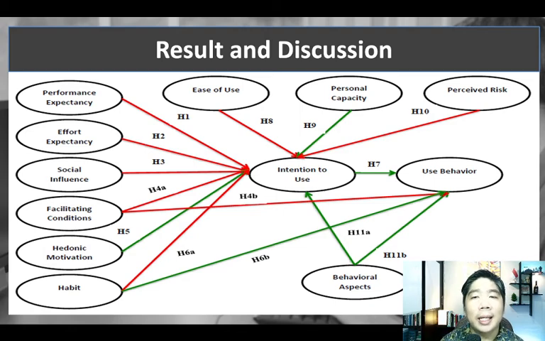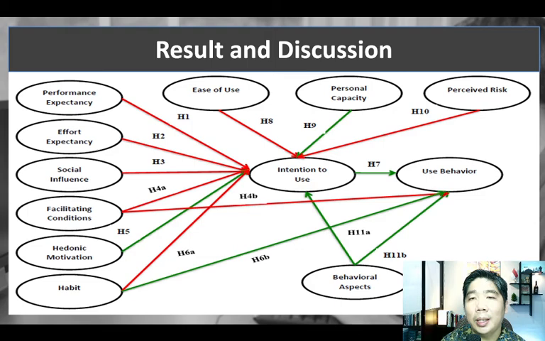Okay, so next is hypothesis 9, from personal capacity to the intention to use. The personal capacity factor significantly influences the intention to use. This is because people in the age range from 18 until 23 years tend to have the ability to adapt well to technological development such as the cashback program on mobile payment.